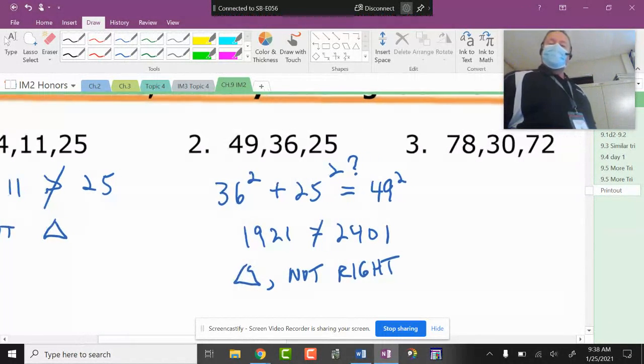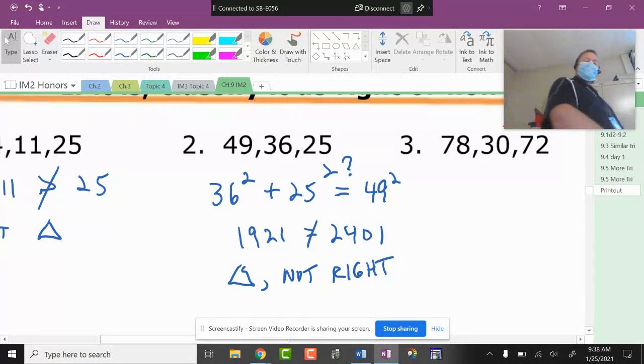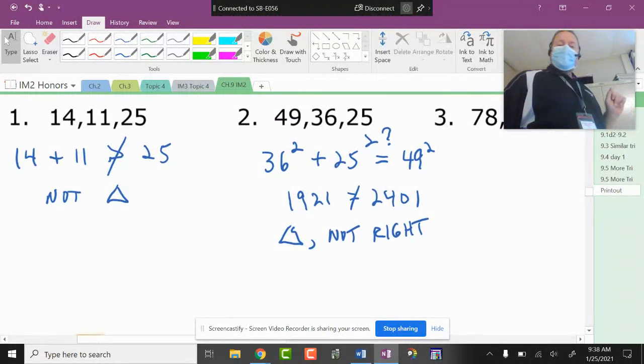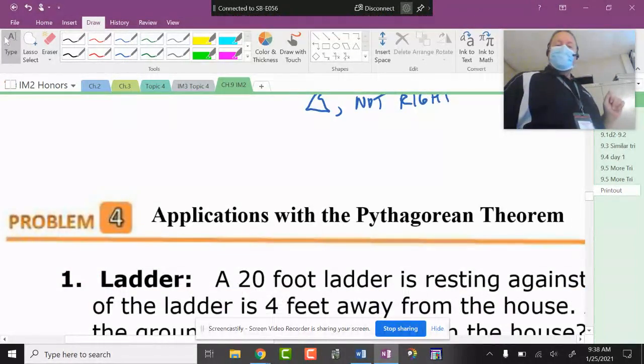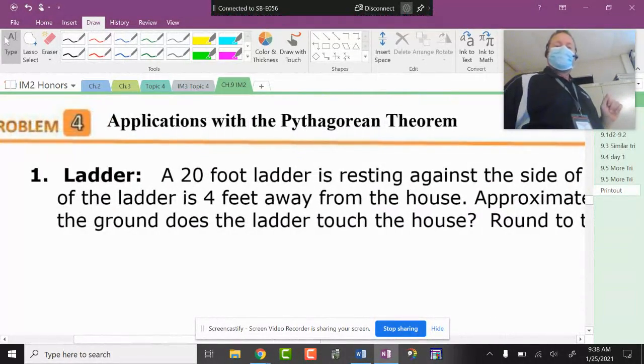I think on this one we did do. Come on, 72 plus 30 is way bigger than 78. So I do have a triangle. And I think when we checked in the Pythagorean theorem, it did end up being equal. So you'd say it's a triangle and it's right. But I am going to move on so that we can maybe look at one of these.